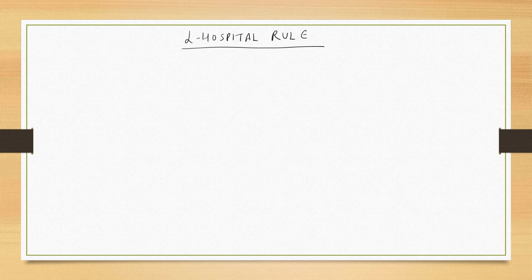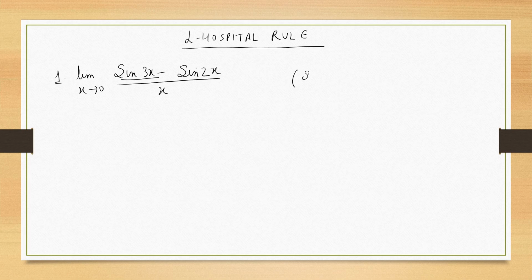So let us take first example. Limit x approaches to 0, sine 3x minus sine 2x by x. Now you can clearly see if I put x as 0 here, it will form sine 3 into 0, that is sine 0. And you know the value of sine 0 is 0. And the numerator also sine 2 into 0, that is sine 0, that is again 0.